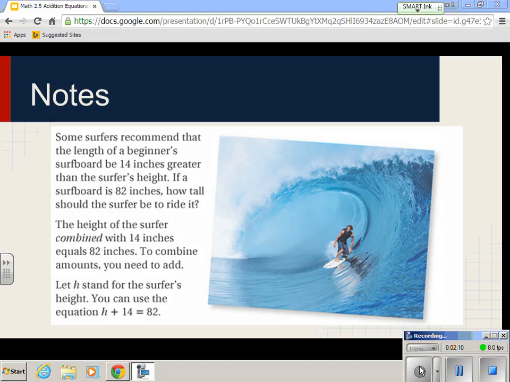Well, you could create an expression or an equation to try to solve this. If you took the height of the surfer combined with the 14 inches, it's going to have to equal 82. So here we're looking at having some sort of variable. We could use h for height of the person, and we take that plus 14, that's going to equal 82. Now that you have an equation, h plus 14 equals 82, you can work to find out what that h equals. And that's what we're going to work with today, is how to take a scenario like this and solve for h.